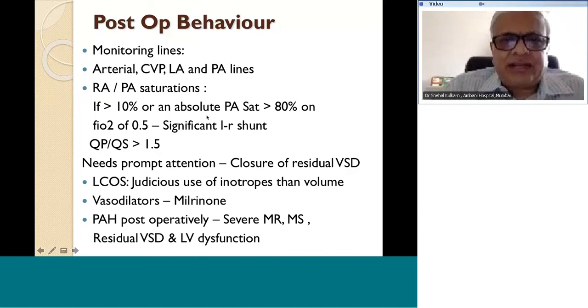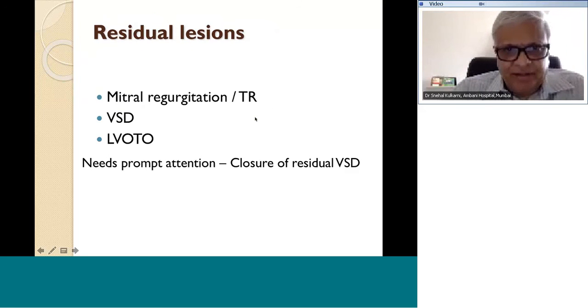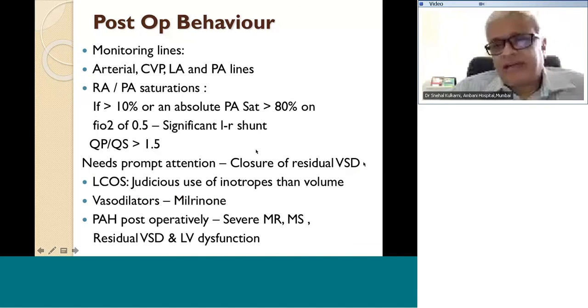If the step-up is greater than 10% or the absolute pulmonary arterial saturation is greater than 80% on an FiO2 of 0.5, we consider that to be a significant left to right shunt, or if the QP:QS is greater than 1.5, which will need prompt attention. And particularly if there is a concern of any residual defects, closure of the residual VSD has to be undertaken for better recovery.